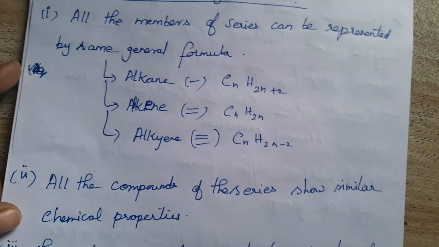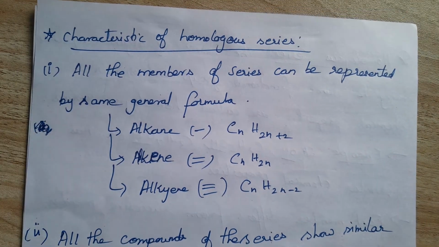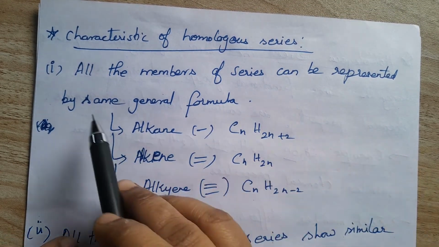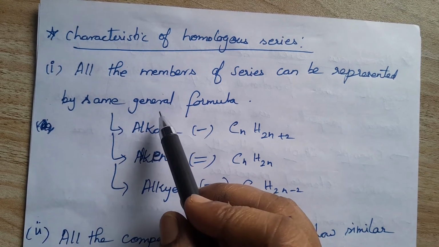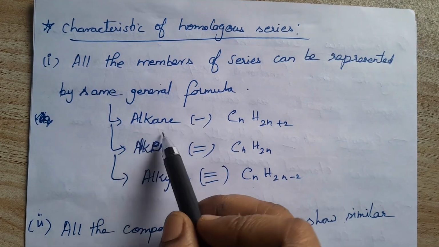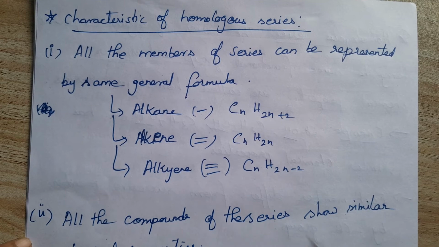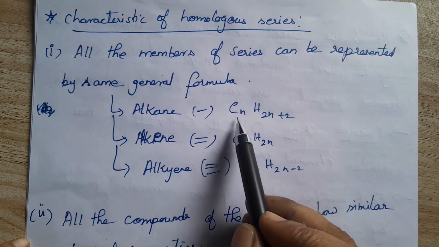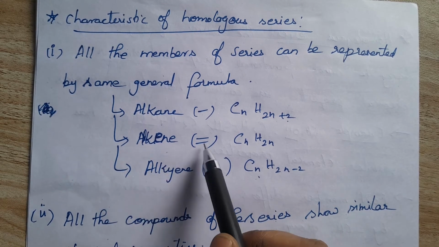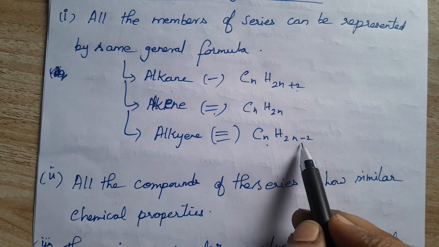So these homologous series, that means compounds having the same functional group, will have some characteristics. All the members of the series can be represented by the same general formula, right? Alkane, a single bond, we can represent by CnH2n+2. Already we have seen this general formula, right? Alkene, double bond, means CnH2n. Alkyne means CnH2n-2.